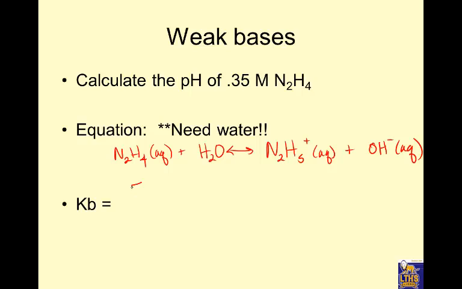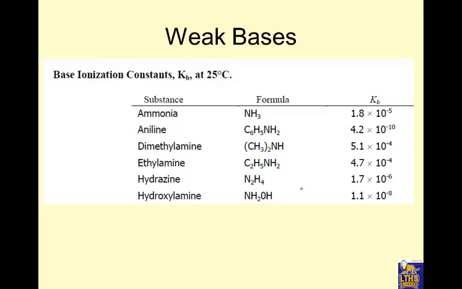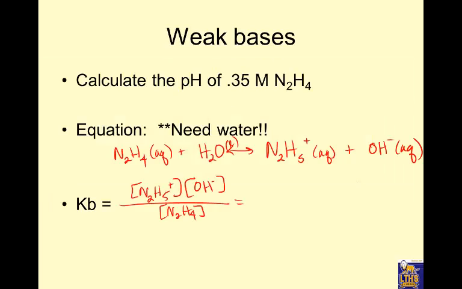So the Kb expression is going to be N2H5 plus, so products, times OH minus, over reactants. H2O is a liquid, so we don't put it in, just N2H4. Okay. The Kb for hydrazine is 1.7 times 10 to the negative 6.